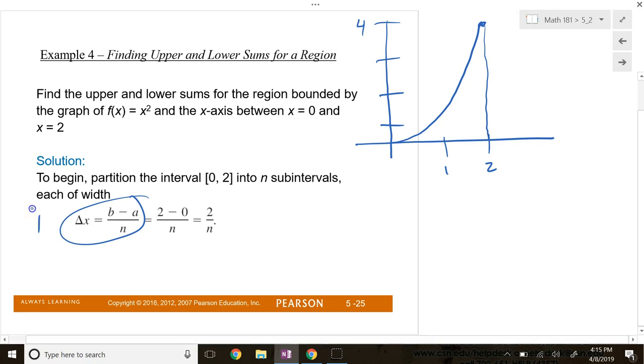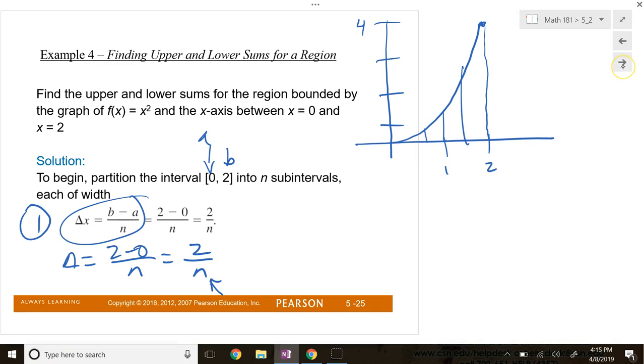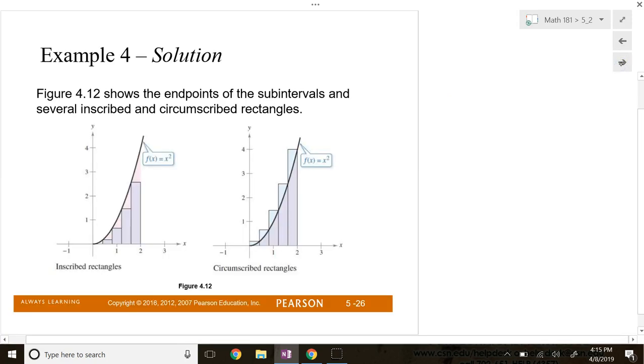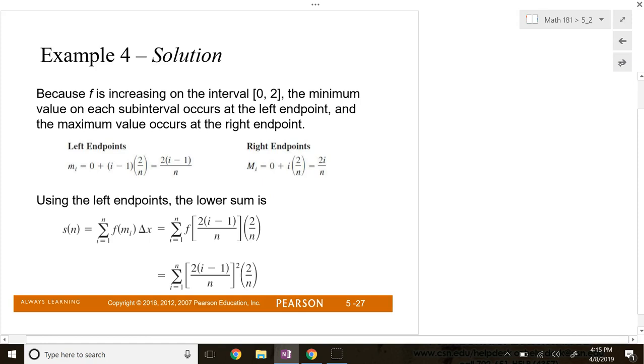Number one, our delta x is going from a to b, so 2 minus 0, all over n. I don't know how many subintervals we're going to split it into. If it was 4 subintervals, for example, then I'd have a 4 right here, and each width would be 2/4 or 1/2. So that's the first thing: what's our width? Here's an example with a few, and here it looks like 5 subintervals on this one. So that's our delta x part, the 2 over n piece.